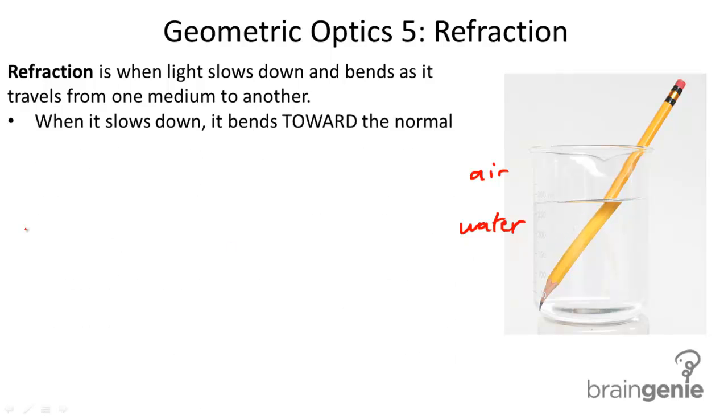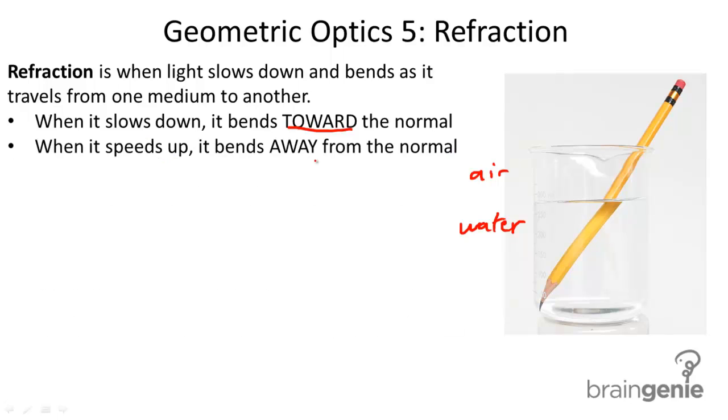Now, when light slows down, it bends toward the normal. When it speeds up, it bends away. I'll define what normal is in a second, but just remember, when it slows down, it bends toward the normal, and when it speeds up, it bends away.